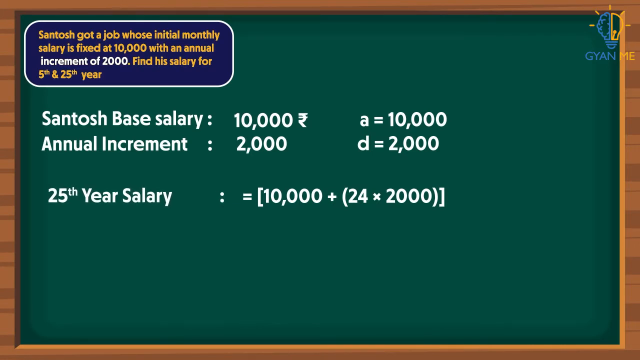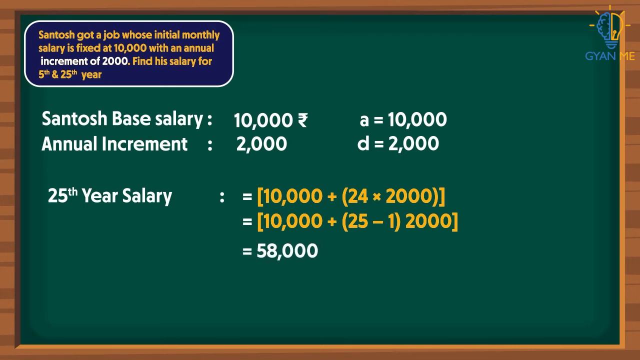We can write down salary for 25th year as 10,000, which is A, plus 24 into 2,000. Remember, we add 1 less than the current year. So it will be 24 into 2,000 or 10,000 plus 25 minus 1 into 2,000, which gives us salary as 58,000 for 25th year. If you observe this pattern carefully, from here we get some idea how to find the nth term in general for any AP.